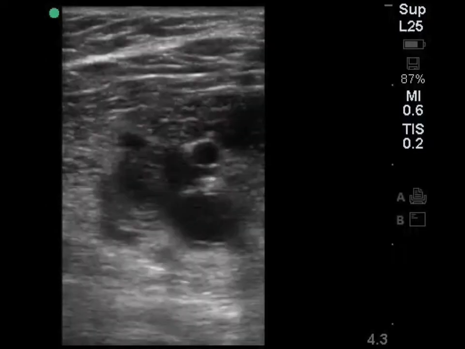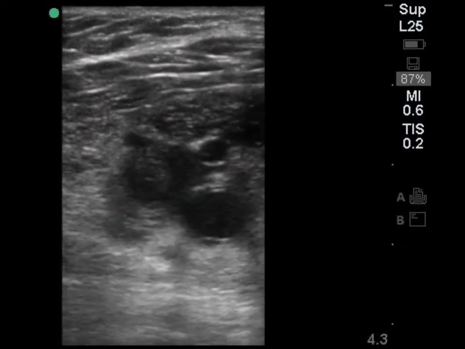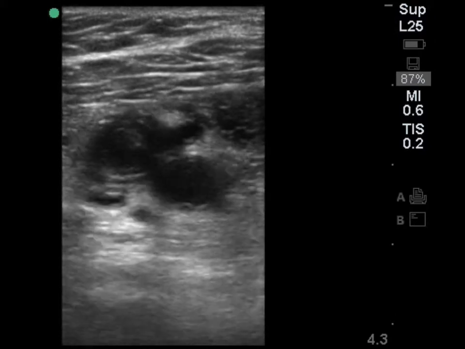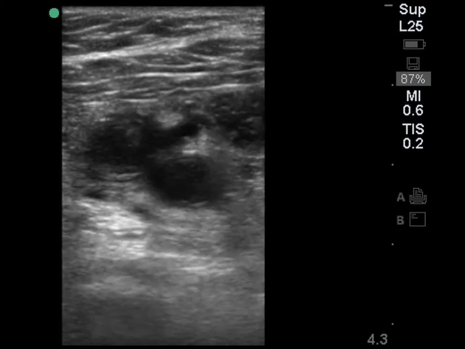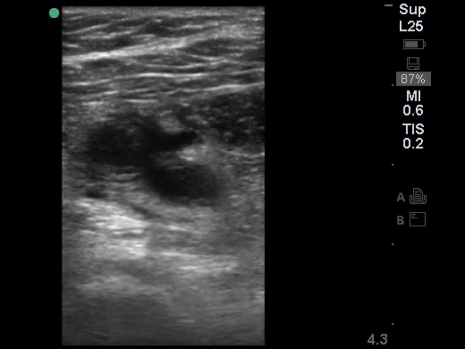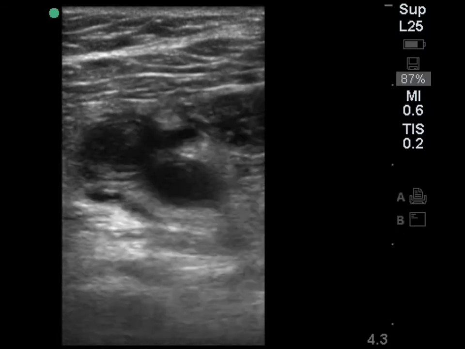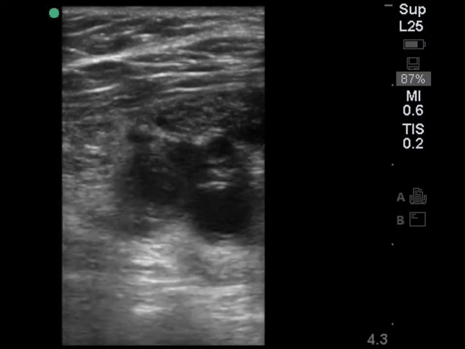If we look at it from a little different angle, this is the same one here. And again, you can see the artery that's pulsatile, and now it's actually compressed or distorted with the pressure, but the vein is still not completely occluded.